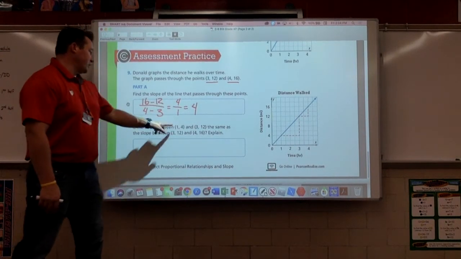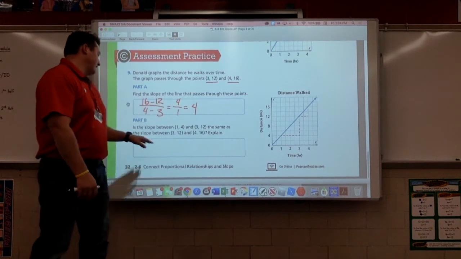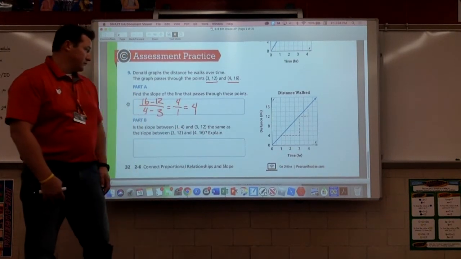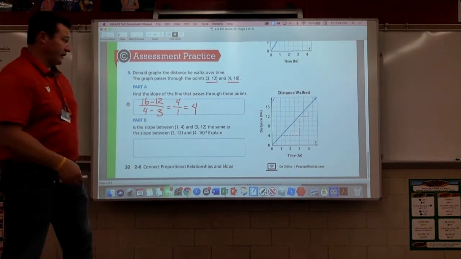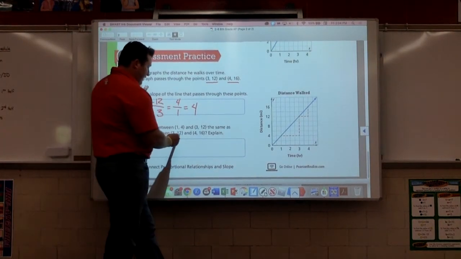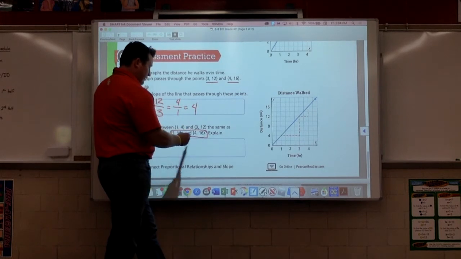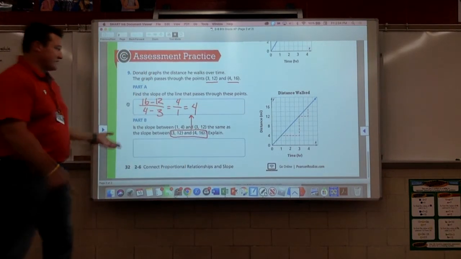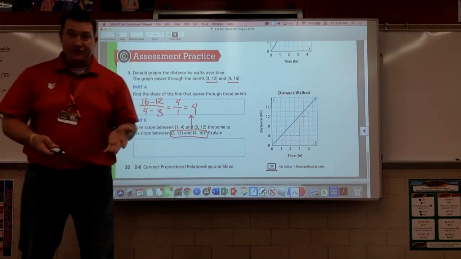Is the slope between 1, 4 and 3, 12 the same as the slope between 3, 12 and 4, 16? I don't know. Just one way to find out, I guess, right? So we figured out this slope, guys, right? All that work is right here. Let's just find the slope between these ones. If it's the same number, do they have the same slope?